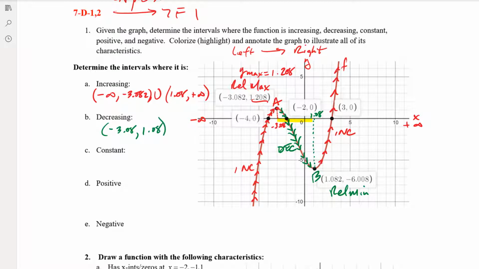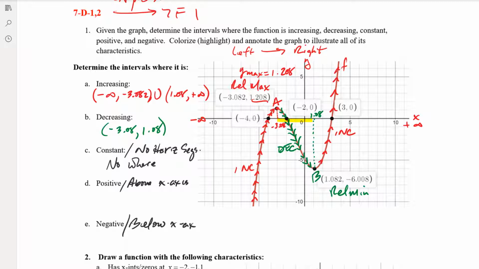Now it's not constant anywhere, so I'm going to say nowhere. There are no horizontal segments, so it's not constant anywhere because it doesn't flatten out anywhere. But it is positive and it is negative on certain intervals. Positive means that it's above the x-axis, and negative means that it's below the x-axis. So we have to determine on what intervals this occurs.